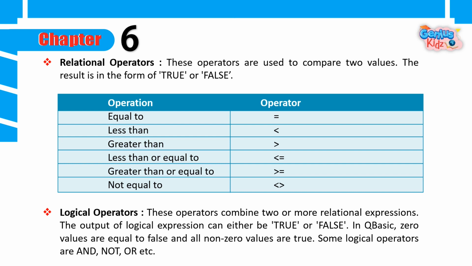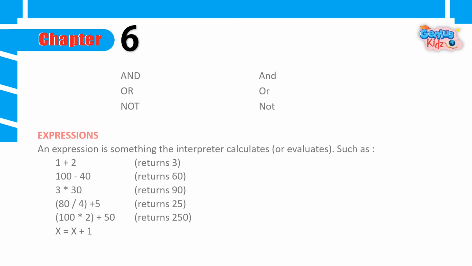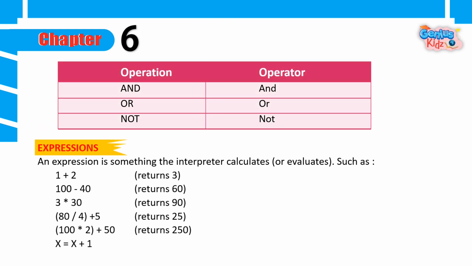Logical operators combine two or more relational expressions. The output of a logical expression can either be true or false. In QBasic, 0 values are equal to false and all non-zero values are true. Some logical operators are and, not, or, etc. Operators: and, or, not.